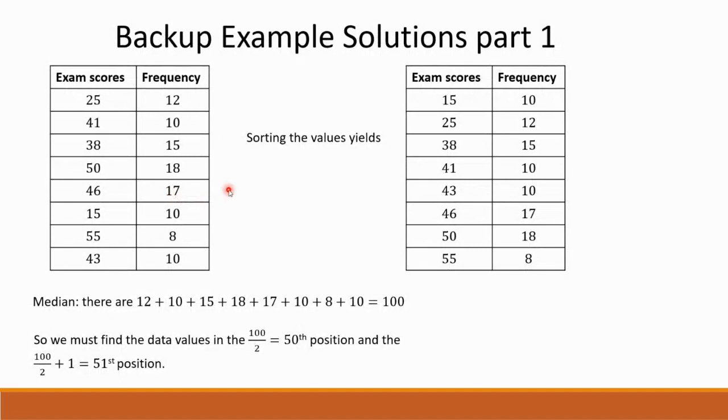Okay, that's good. Let's first do the median. Remember, you have to sort the data from smallest to largest. Keep every data value with its corresponding frequency. So 15, for instance, you would keep with 10. 25, for instance, you would keep with 12, and so on. Okay, so that's what you would do.